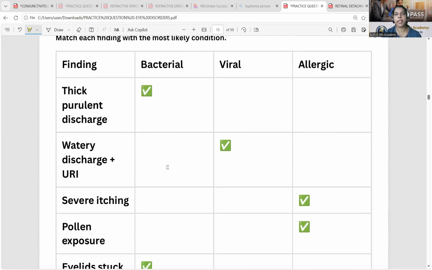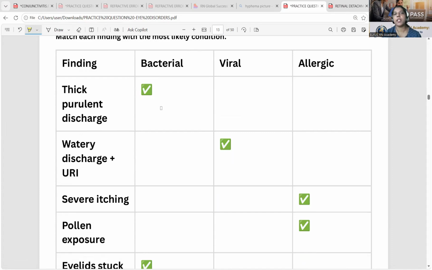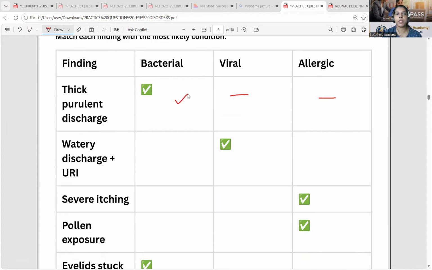See, these are the main significant differences in the types of conjunctivitis. Mainly three types are there: bacterial, viral, and allergic. In case of thick purulent discharge, it is present in bacterial conjunctivitis only. It is absent in viral and allergic. So it is present in the bacterial type.